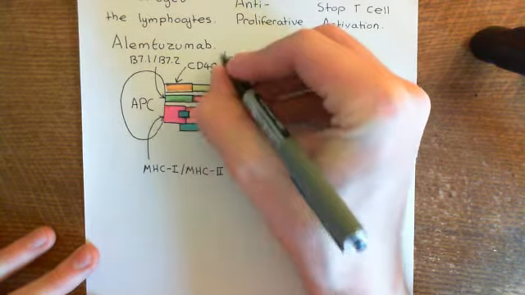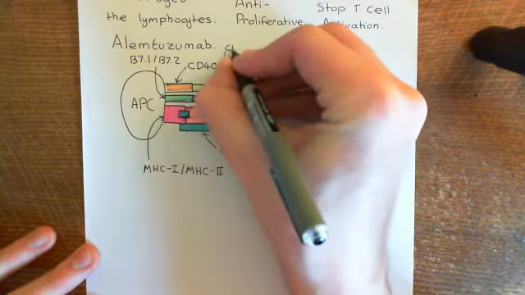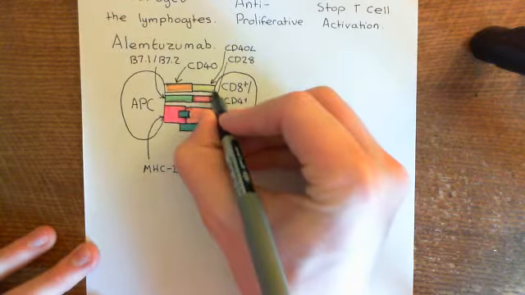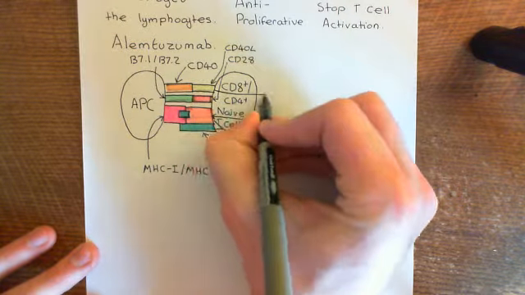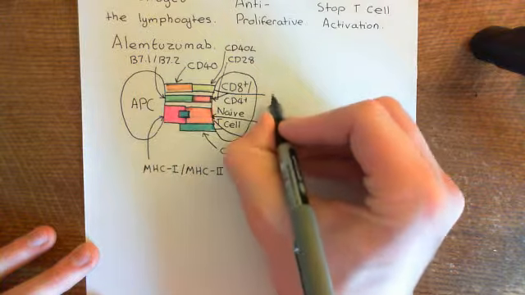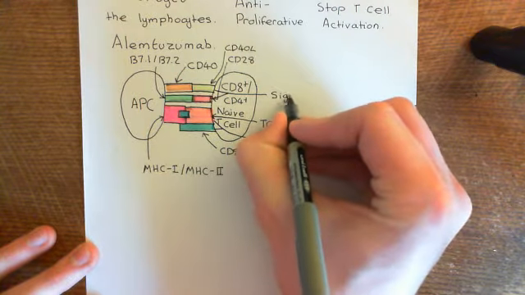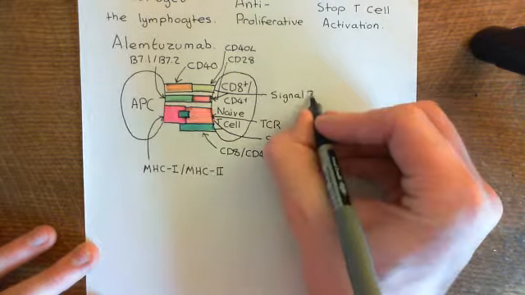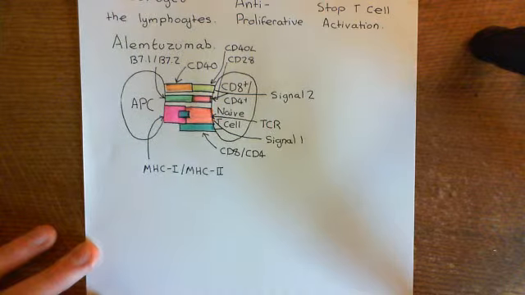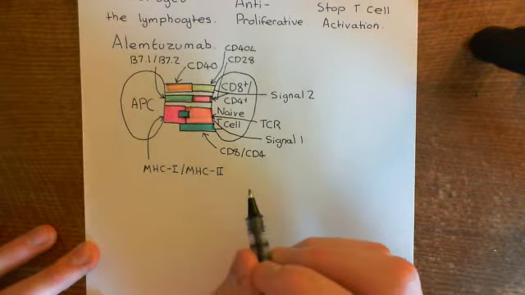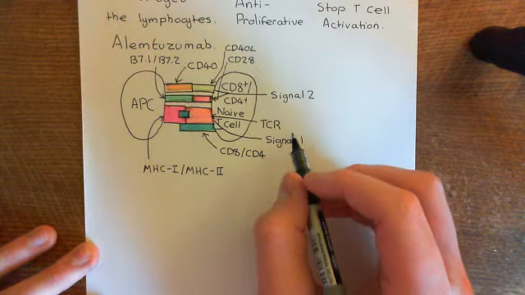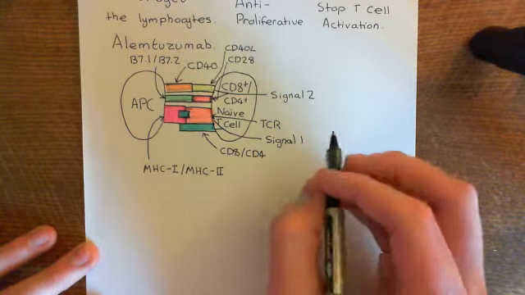Okay, so let's label this up now, CD40L. Okay, and this now delivers what's known as signal 2 to the T cell. So here comes signal 2. So both CD40 ligand and CD28 need to bind to their respective co-stimulatory molecules on the surface of the antigen presenting cell to deliver signal 2 to the CD8 positive or CD4 positive naive T cell.